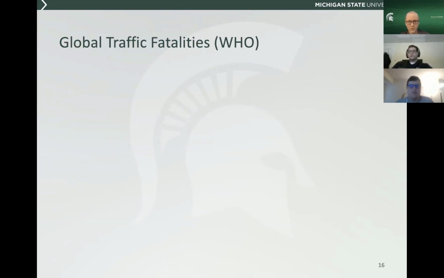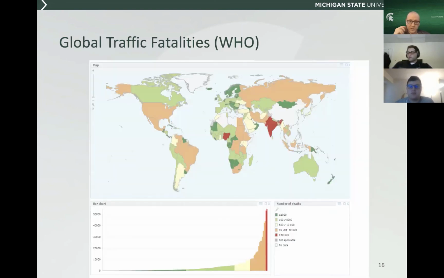Okay. If we look globally, so back to my prior point, this is coming from the World Health Organization. And so basically, this is just a color-coded map detailing the number of traffic fatalities that occur in each of these countries. There are a few countries shown in white here where data are not available for one reason or another. But generally speaking, red is bad, green is less bad, I guess. And so in looking at this, does anybody know what this red country is?